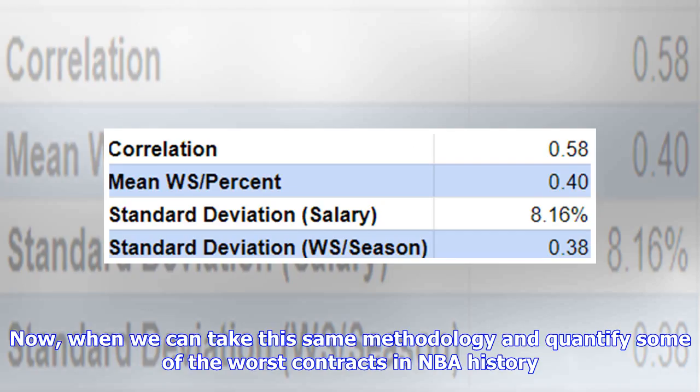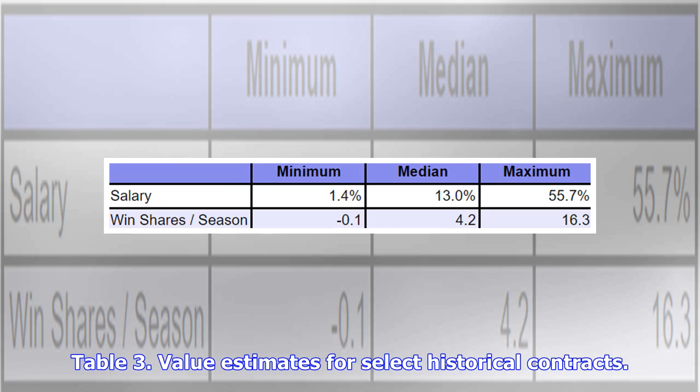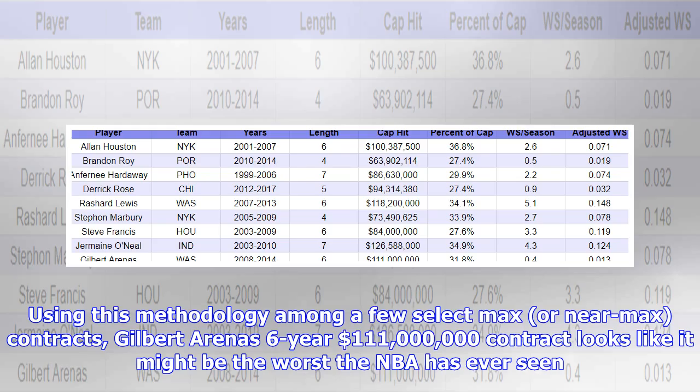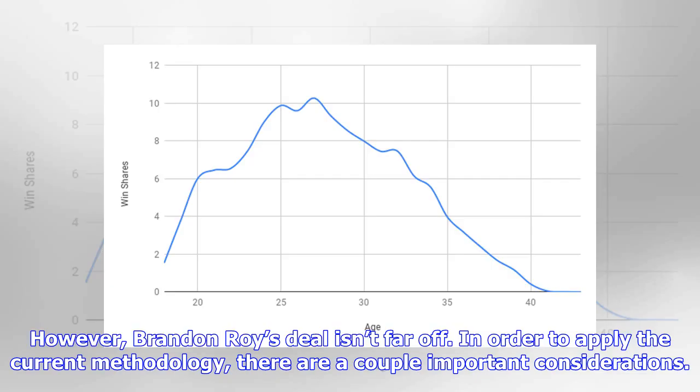Now, we can take this same methodology and quantify some of the worst contracts in NBA history. Table 3. Value estimates for select historical contracts. Using this methodology among a few select max or near max contracts, Gilbert Arenas' 6-year $111 million contract looks like it might be the worst the NBA has ever seen. However, Brandon Roy's deal isn't far off.